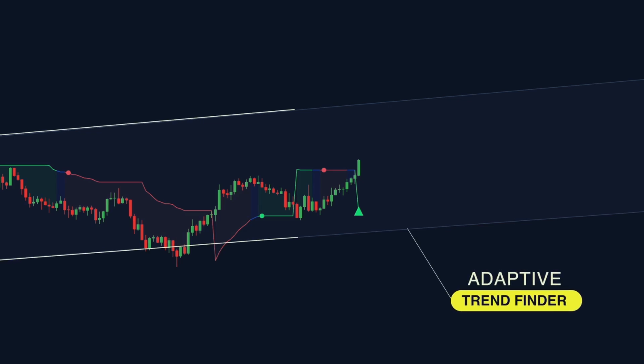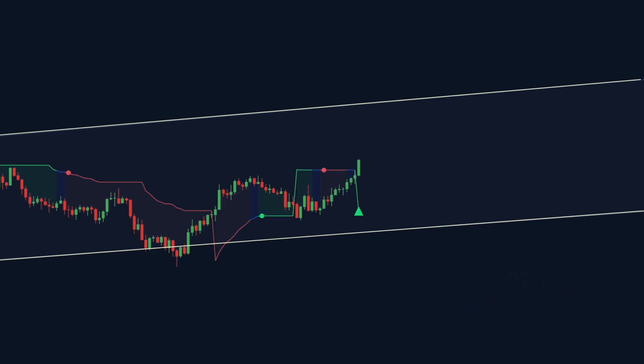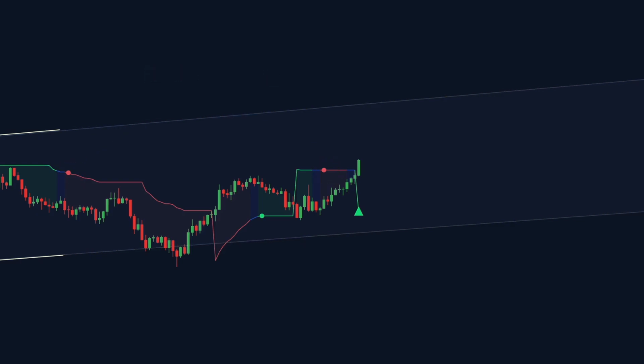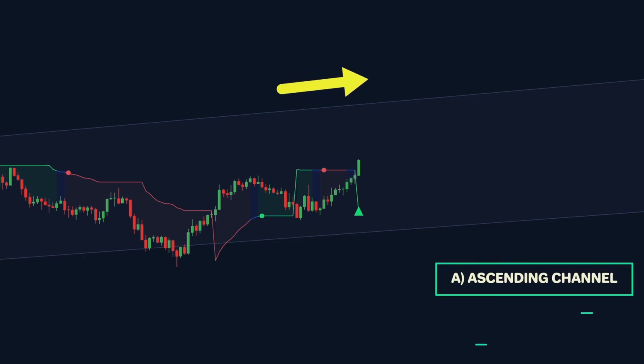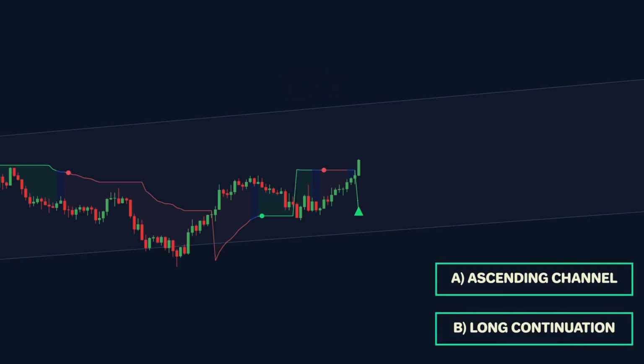For this strategy, I installed the Adaptive Trend Finder as a secondary confirmation tool and set the channel to long-term. This indicator will cancel all Supertrend AI signals that go against the prevailing trend. Here's how it works. You buy if A, the channel is ascending, and B, the Supertrend AI produces a trend continuation buy signal.